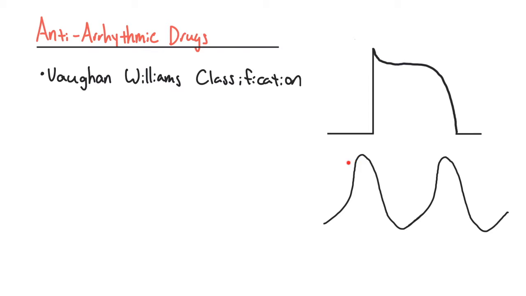It is important to note that medications in the Vaughan Williams classes do not necessarily only exhibit binding to those specific ion channels, but their class is determined by the most predominant binding that they exhibit. There are 4 classes in the Vaughan Williams classification, the first of which has 3 subsets. So class 1 agents are our sodium channel blockers. And this can be further broken down into 1A, 1B, and 1C.